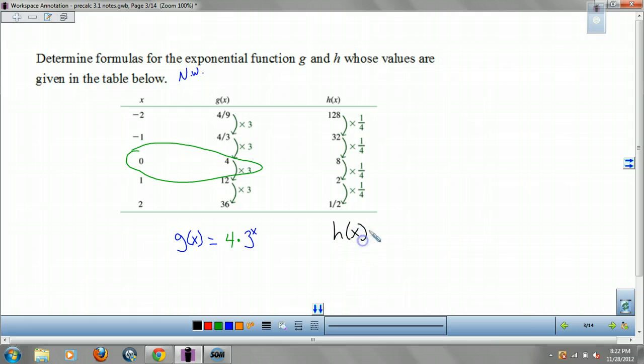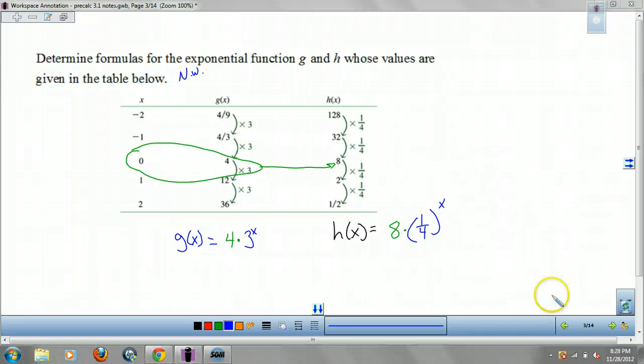Now for h of x. We can start with this. What's our initial? 8. 8 times. What are we going up by each time? 1/4. There we go. That's all there is to it. You take what you're multiplying it by each time, take it to the x. Look at when x is 0 for your initial.